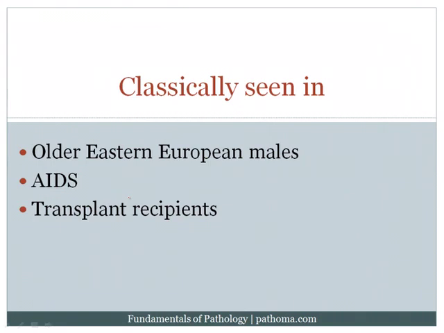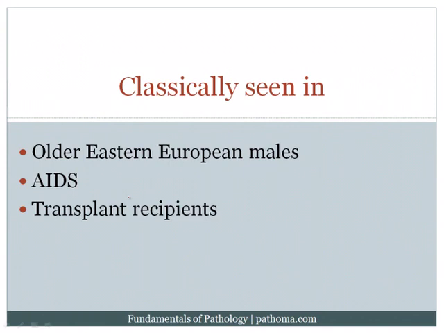Now, there's three patients that get Kaposi's sarcoma. Number one, Eastern European males. So older Eastern European males, that's one group of patients that would get it. And when these patients get it, it usually is localized to the skin, and the treatment is surgical removal. So that's one patient with Kaposi's sarcoma.